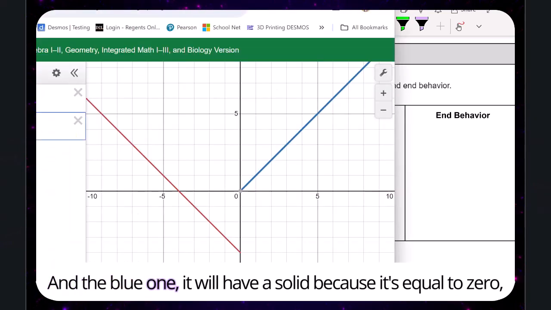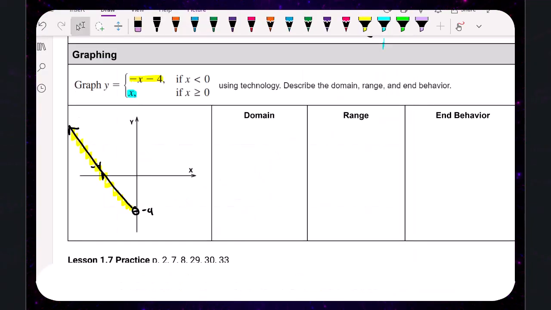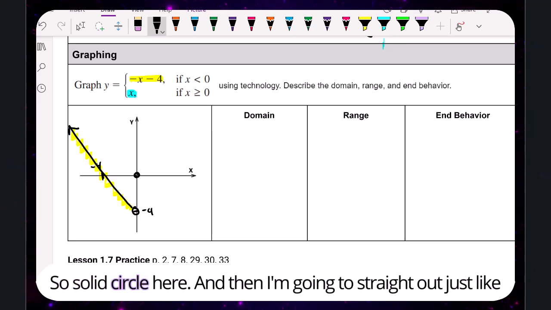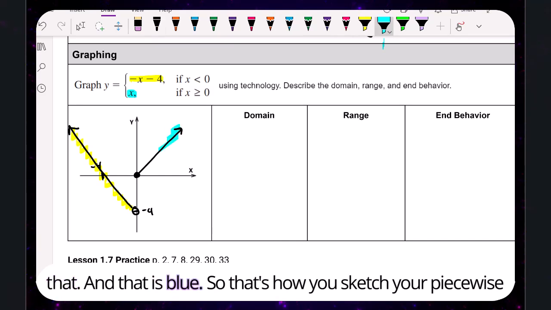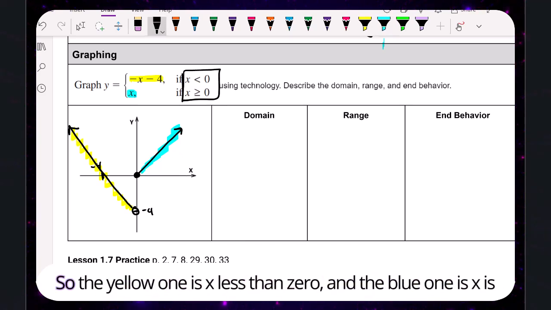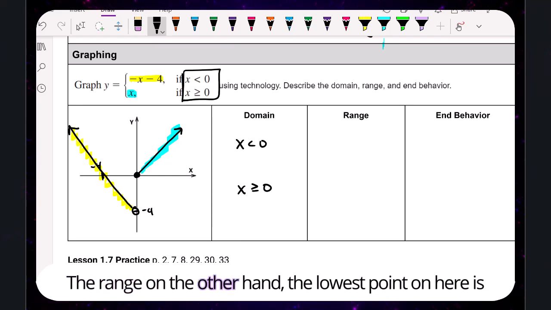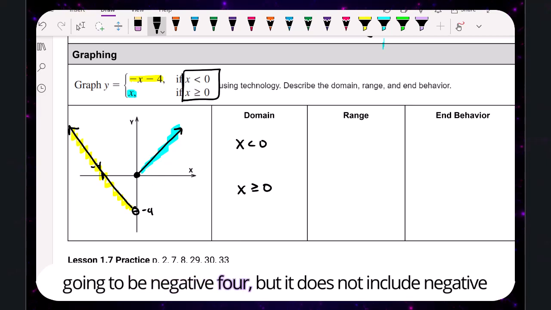And the blue one, it will have a solid circle because it's equal to 0, and it looks like I've got the slope of up 1 over 1. So solid circle here, and then I'm going to go straight out just like that, and that is blue. So that's how you sketch your piecewise function. The domain is going to be just kind of a repeat here. So the yellow one is x less than 0, and the blue one is x is greater than or equal to 0.